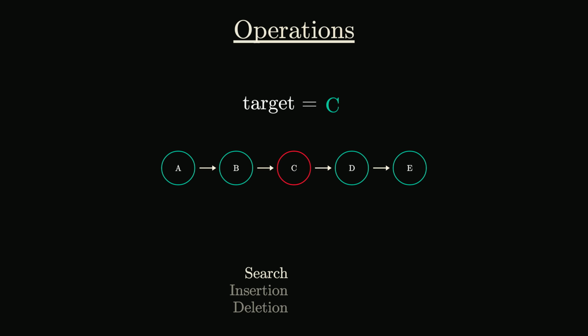The search operation has a time complexity of O(n), where n is the number of nodes in the list. In the worst case, the target node exists at the end of the list, requiring iteration through every node in the linked list before reaching the target.